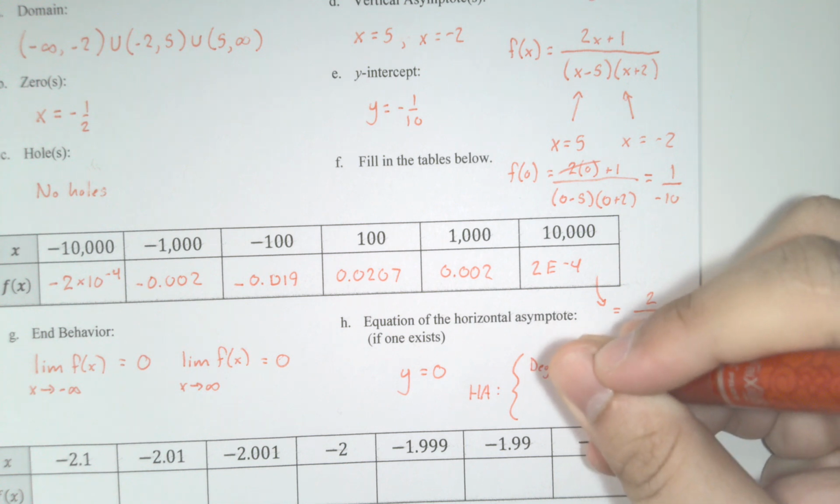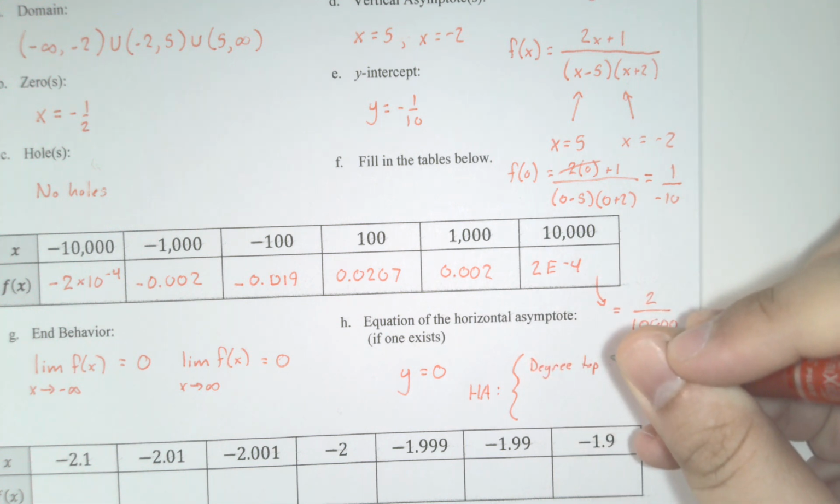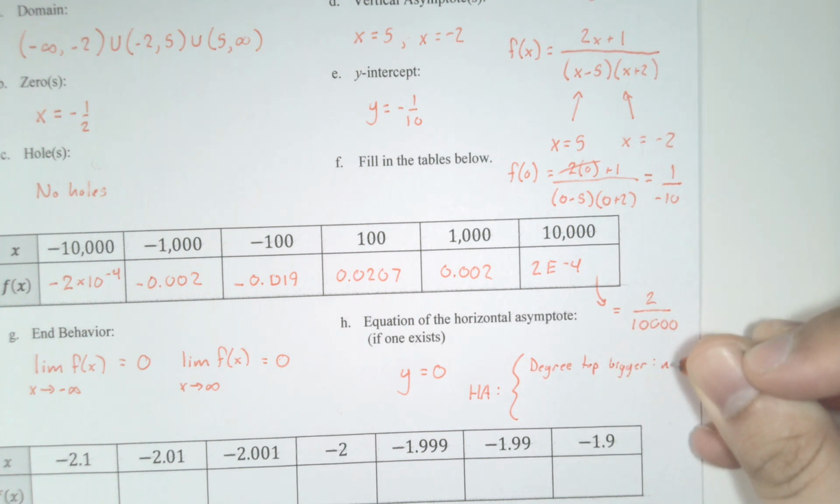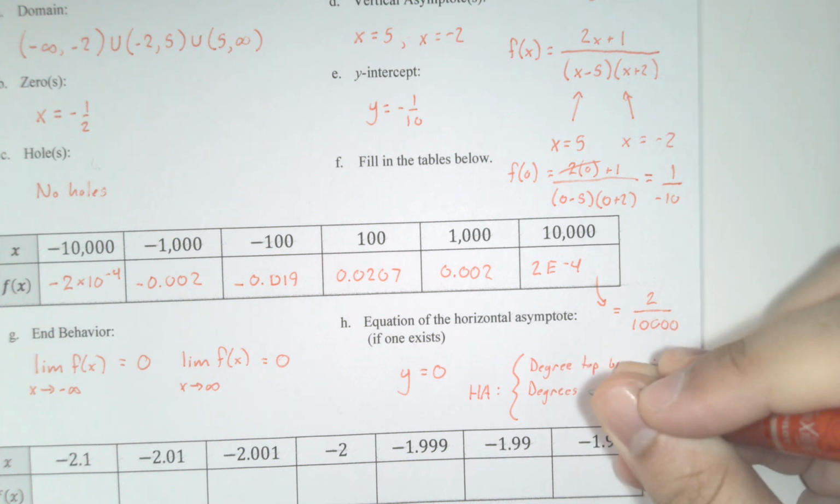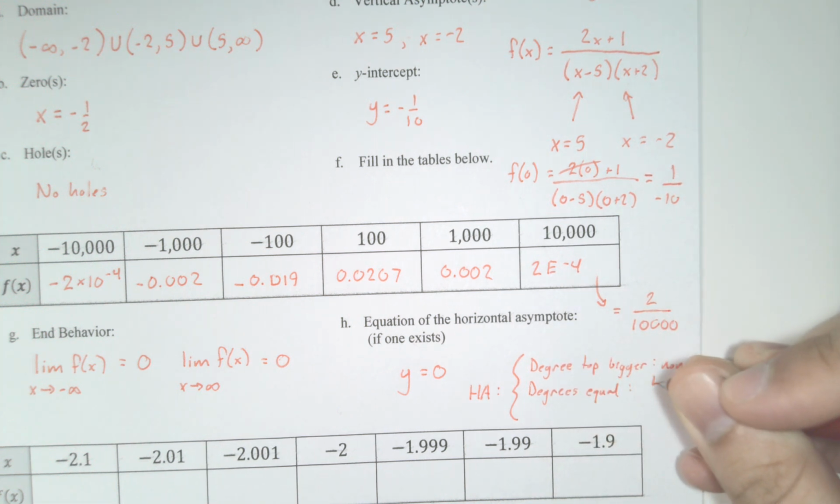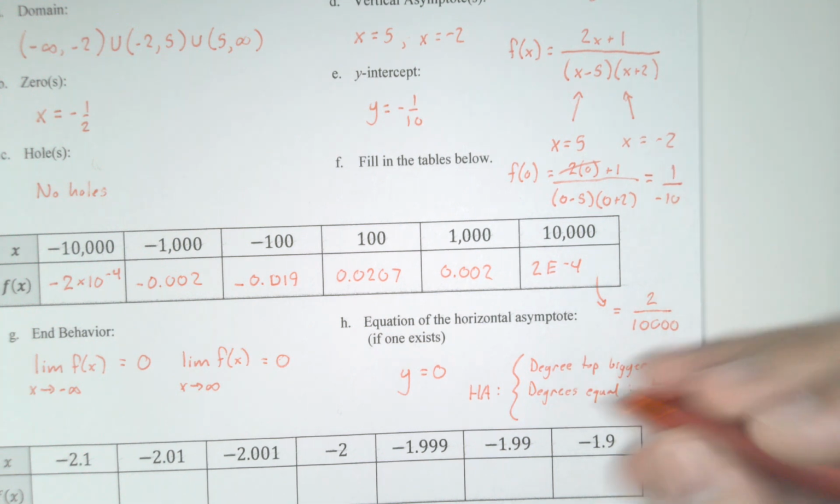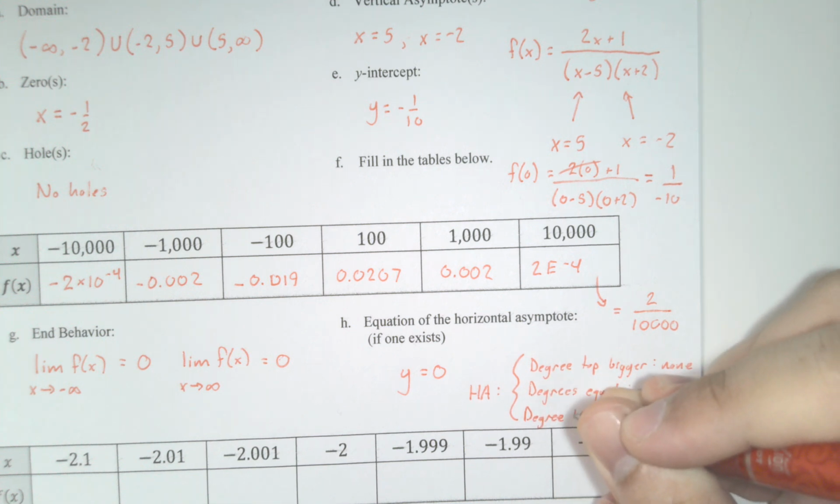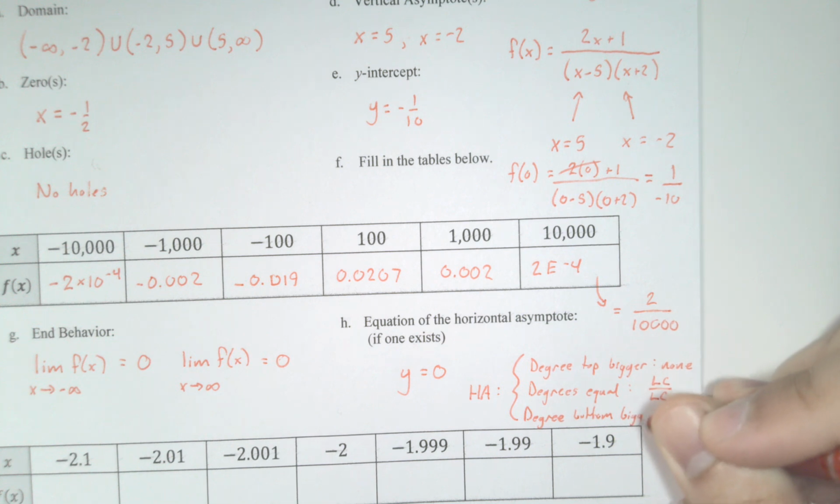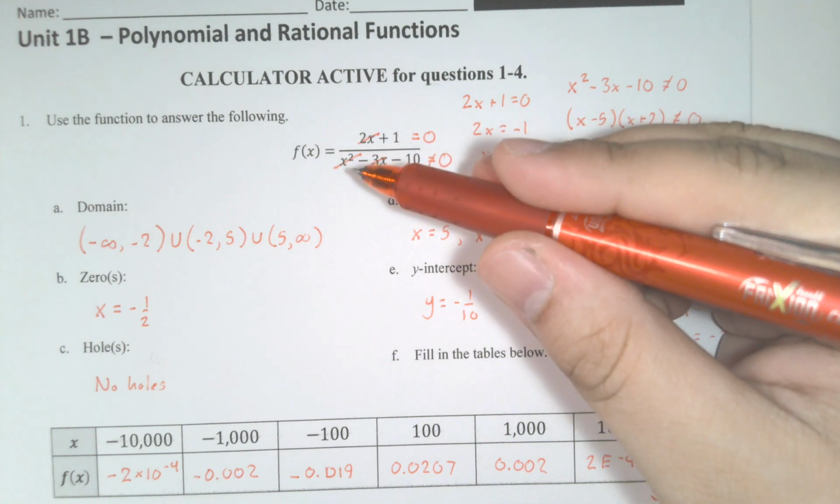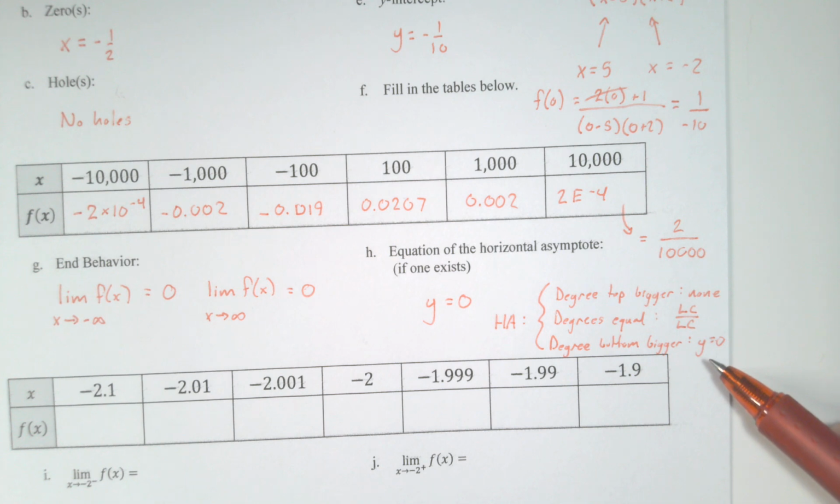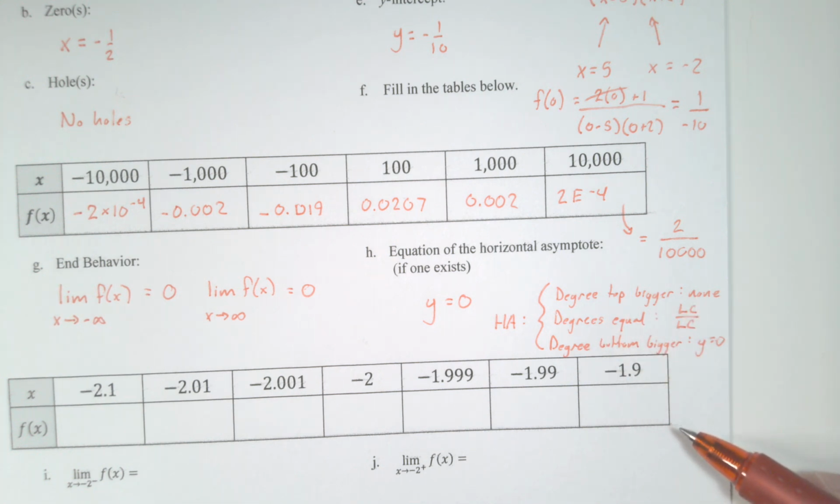So if the degree of the top is bigger, then there is none. If the degrees are equal, then it's the leading coefficient divided by the leading coefficient. And if the degree of the bottom is bigger, then y is equal to 0. And so if we look at our original function, we see that the degree of the bottom polynomial is bigger, and so we have y is equal to 0. I highly recommend memorizing this because it will definitely be useful on the final exam.